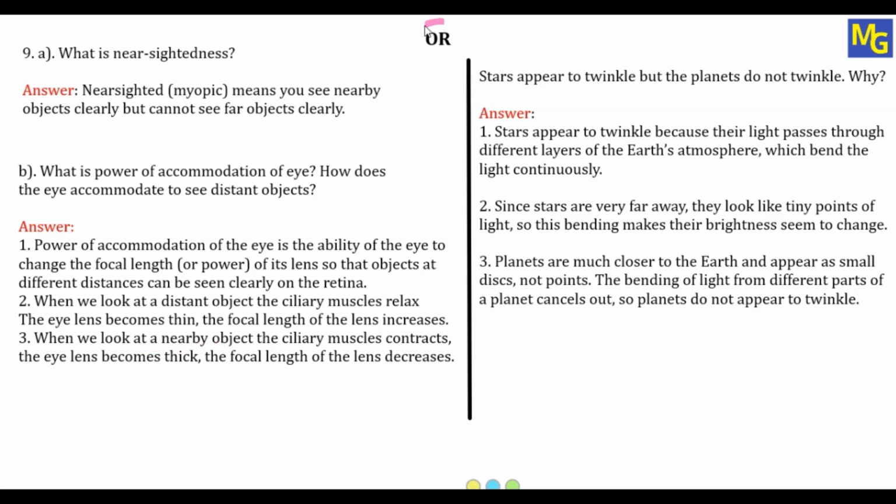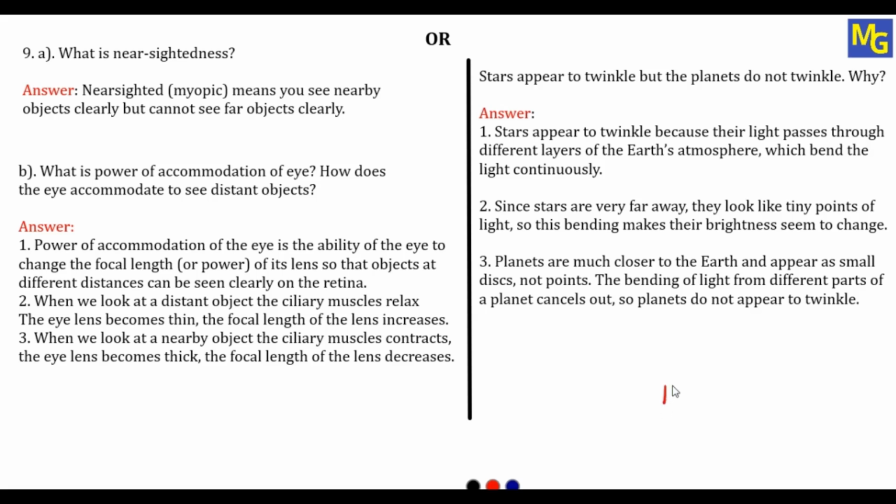Now we will see our next question, and the question is: stars appear to twinkle, but the planets do not twinkle. Why? Stars appear to twinkle because their light passes through different layers of Earth's atmosphere, which bends light continuously. As we know, beside the Earth there is an atmosphere. In the atmosphere we have different layers, and the light coming from the star passes through all those different layers of the Earth.